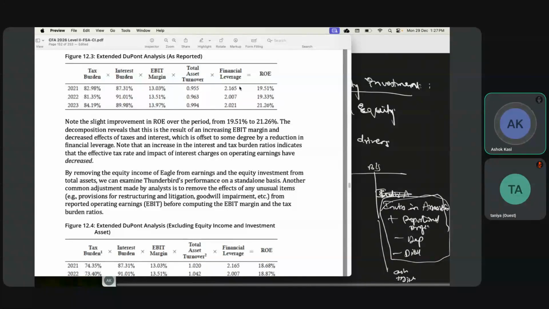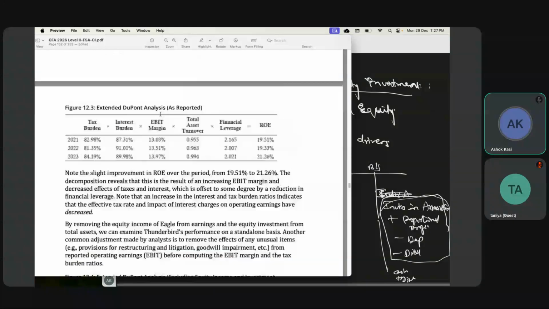See this return on equity, 19.521. And this is what is contributing. If you see, the leverage is more or less the same. Tax burden ratio: they are getting a little bit of tax and interest benefit. Then EBIT margin is more or less the same. Asset turnover is also more or less the same.